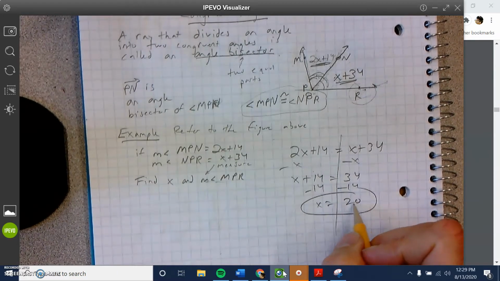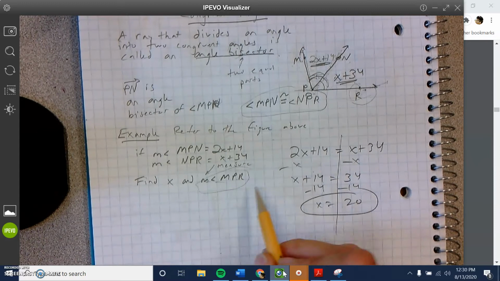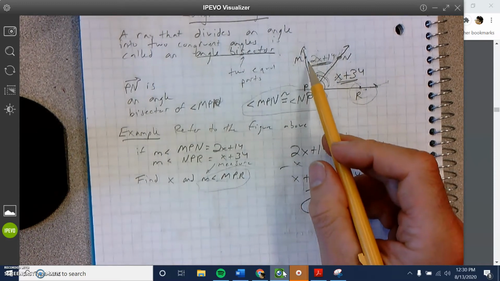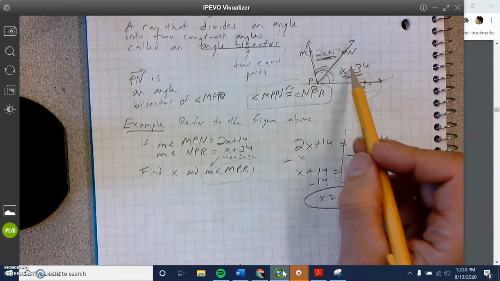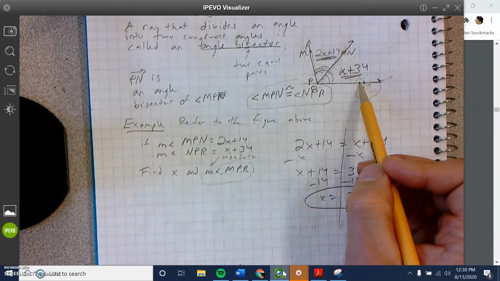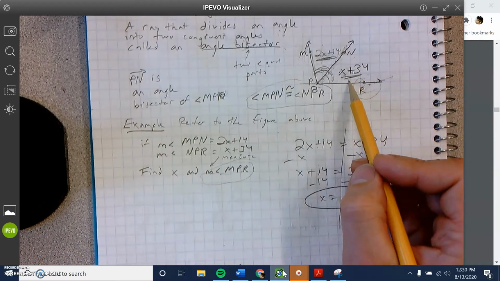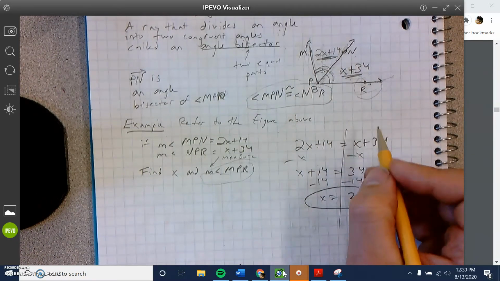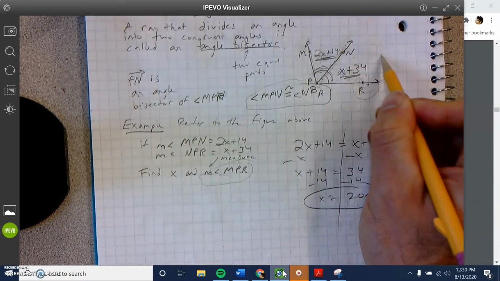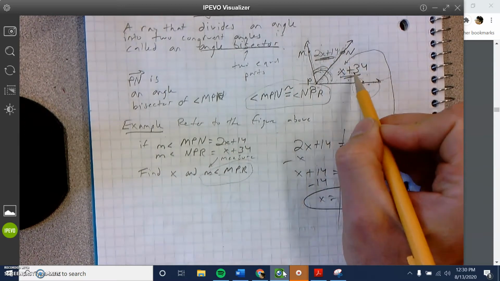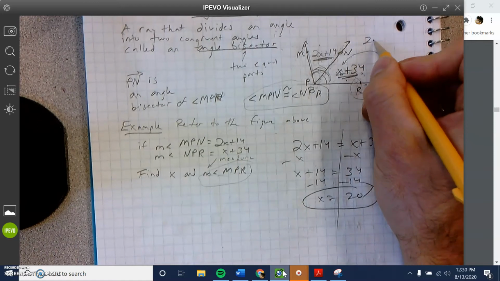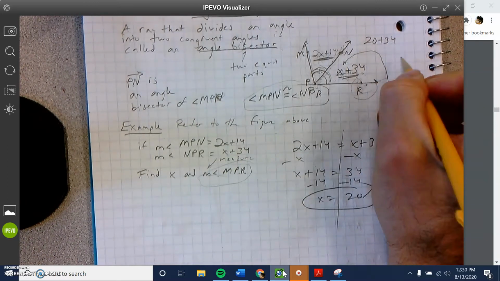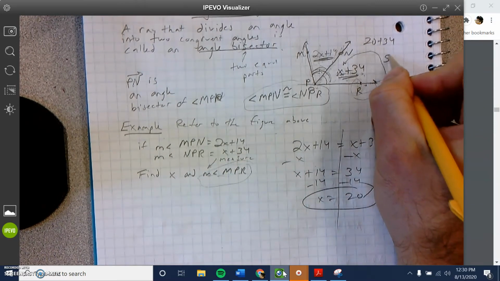No. Because we need to figure out the measure of angle MPR. So we have x, but now we need to plug it in. Does it matter which one I plug in? No, because they're the same thing. They are congruent. Both of these angles are congruent. So let's just plug it in here. Why not? That's easier. It's easier to just do one step and add 20 plus 34. Which is what? Yeah, 54.